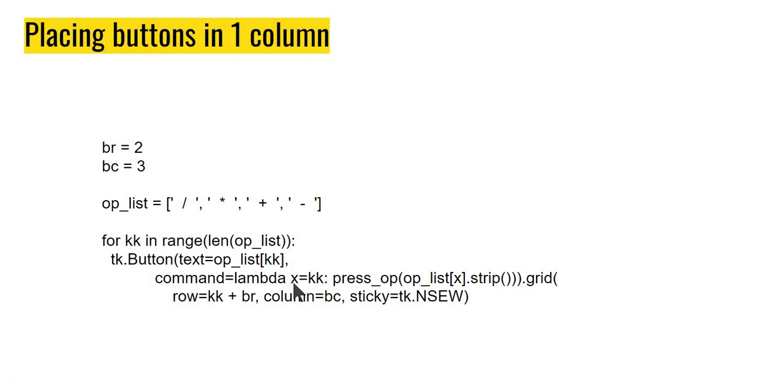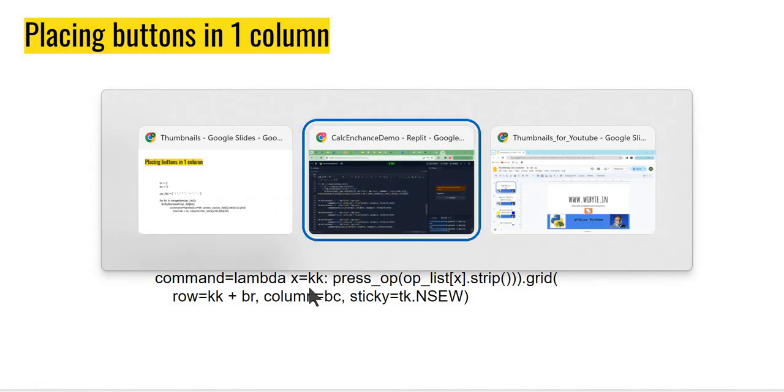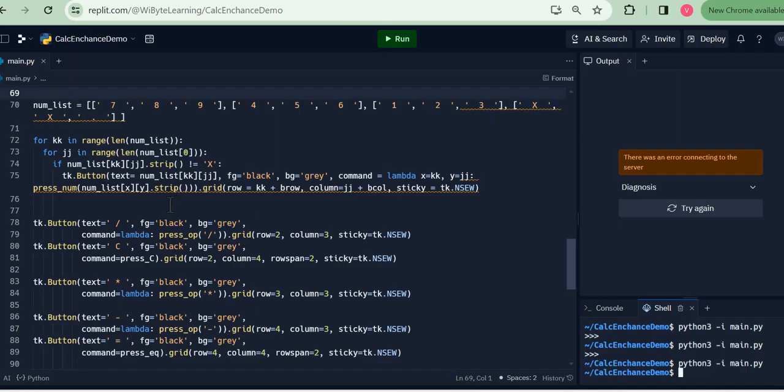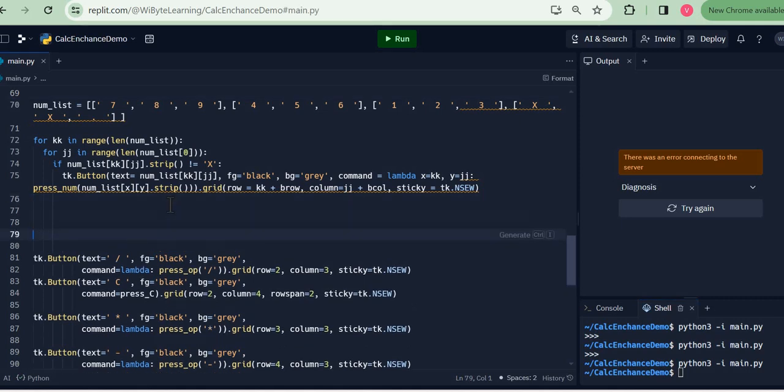And the lambda assignment is done using again a binding. So I say lambda x equals kk, and then I call this press op function with op list x as the argument. Now remember, when we do this, it makes sure that the lambda function works for every item on that list. So let's just do this. I come in here and I'm going to put a similar code.